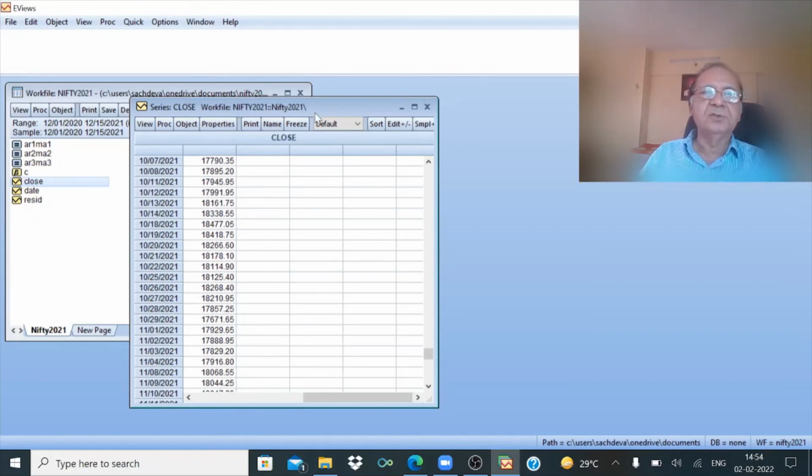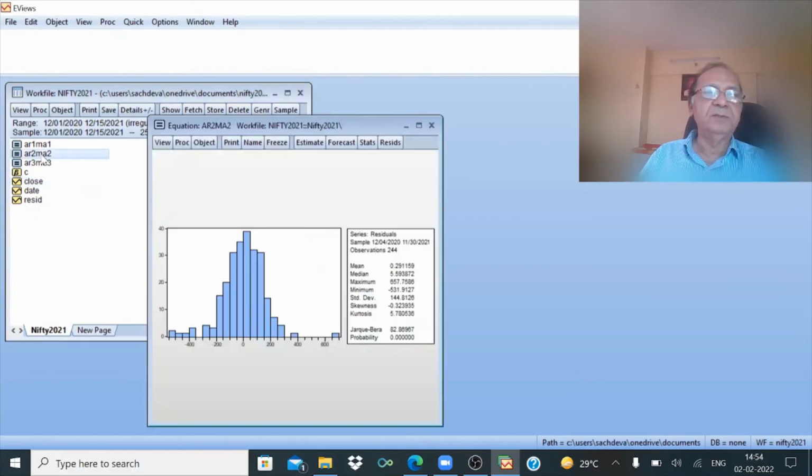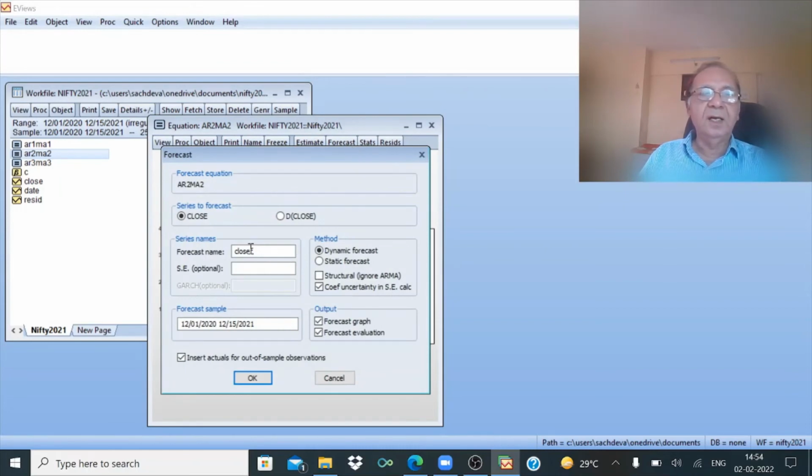Now let us go to forecast. First of all, we will select the model AR2 MA2. We will go to forecast, and it is automatically creating a new forecast series, close F. So let it be there. There are two methods of forecasting. One is dynamic forecast, another is static forecast. So we can use any of the methods.